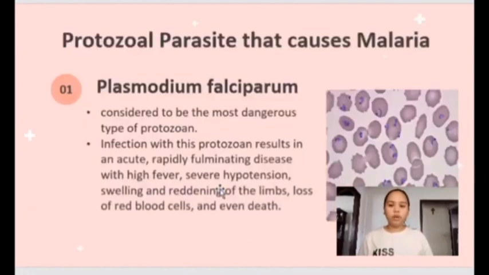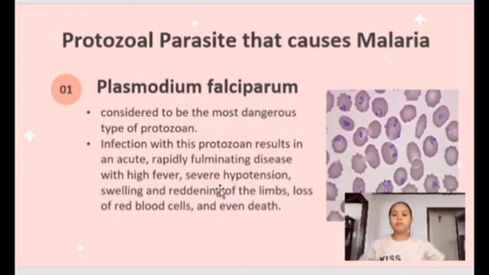There are 4 protozoal parasites, all in the genus Plasmodium, that have been identified as causes of malaria. First is Plasmodium falciparum, which is considered to be the most dangerous type of protozoan. Infection with this protozoan results in an acute, rapidly fulminating disease with high fever, severe hypotension, swelling and reddening of limbs, a loss of red blood cells, and even death.